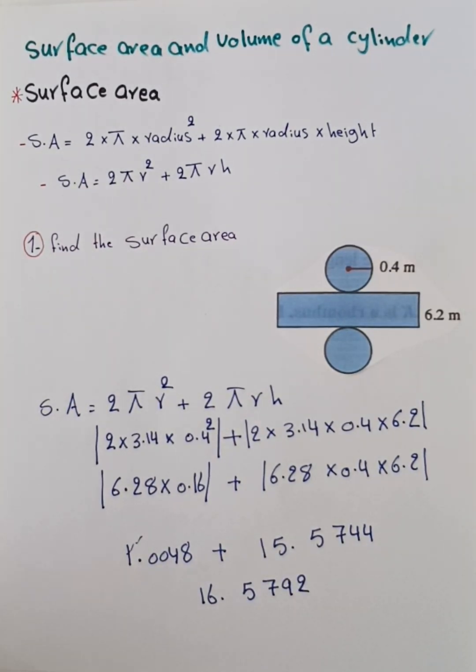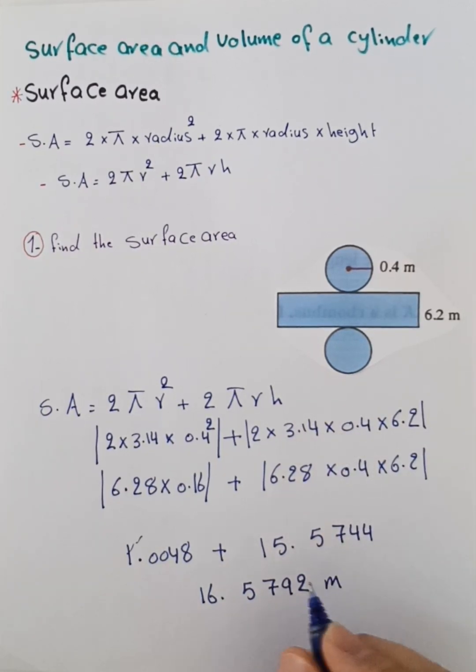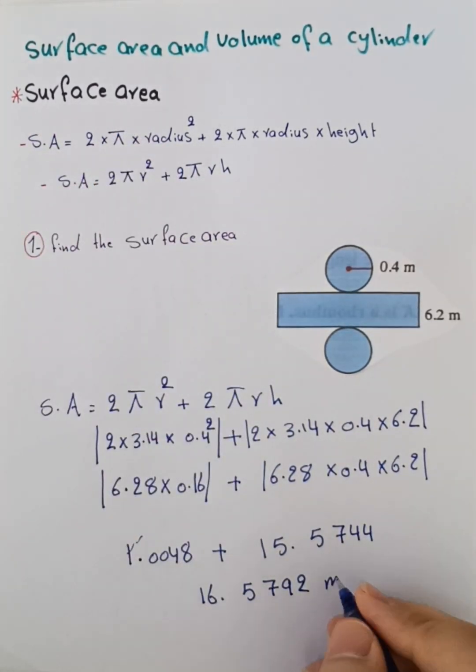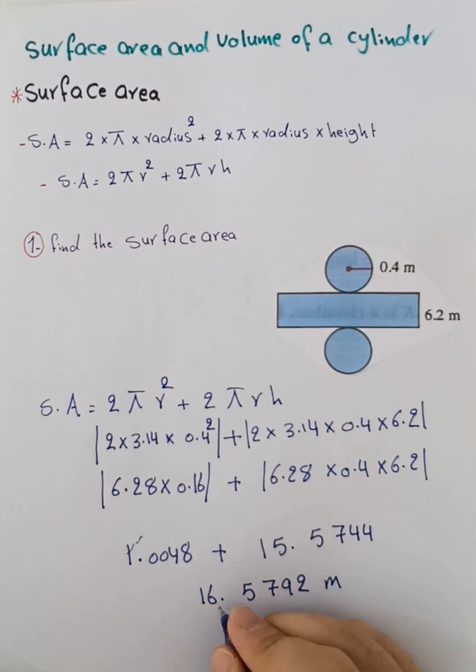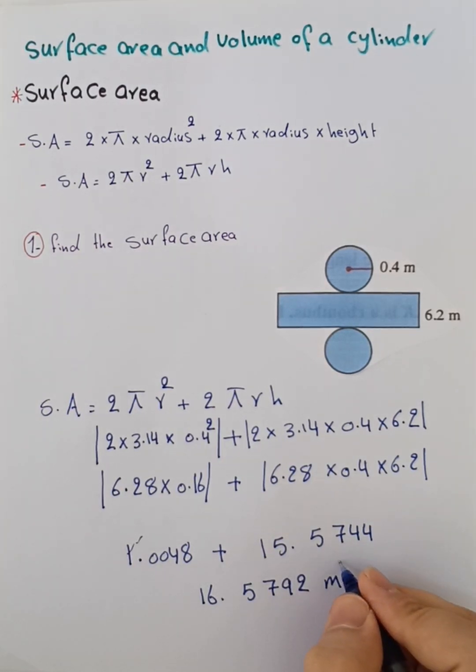16.5792, and then the unit is meter. We have to write meter, and since we have surface area, the unit should be squared. So we have 16.5792 meters squared.